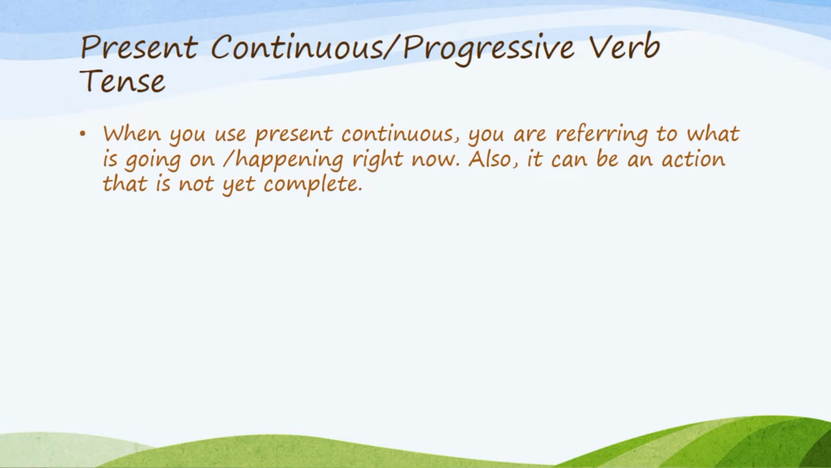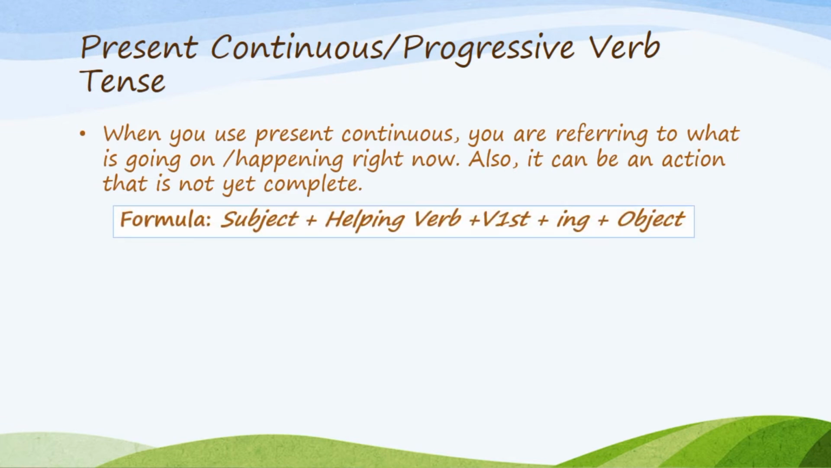It can be an action that is not yet complete. We can say that this tense indicates the continuous nature of an act or event in the present that has not been completed. Like you can say that the activity has begun in the past and is still going on. Present continuous tense is something happening right now.